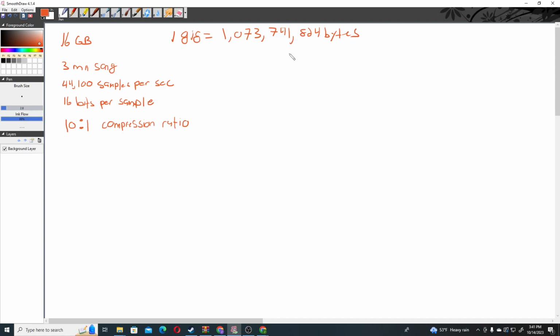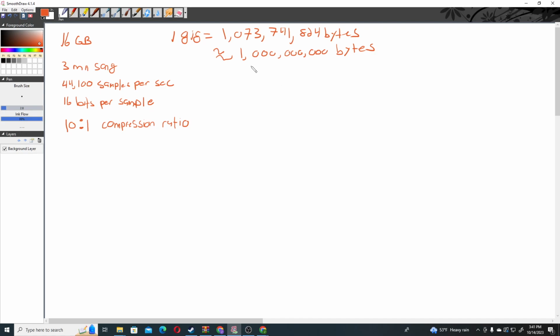So 16 gigs is 16 times that. We're going to say, to keep this simple, 1 billion bytes. We're just going to say roughly 1 billion, because I don't feel like writing all those numbers, and we'll get roughly the same answer. If you really want to, you could do it on your own with the exact value.